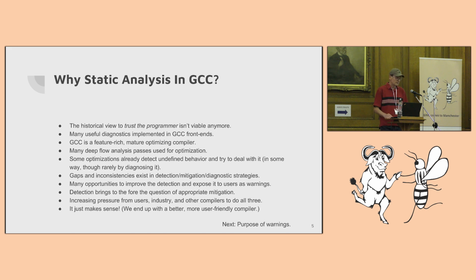So the detection obviously raises the question of appropriate mitigation. If we do put an effort into detecting an instance of undefined behavior, what should the compiler then do with the code when we know that the code has undefined behavior? How do we mitigate it? There's also increasing pressure from users, from the industry, and from other compilers to do all of these three things: to detect, diagnose, and mitigate instances of defects or undefined behavior.